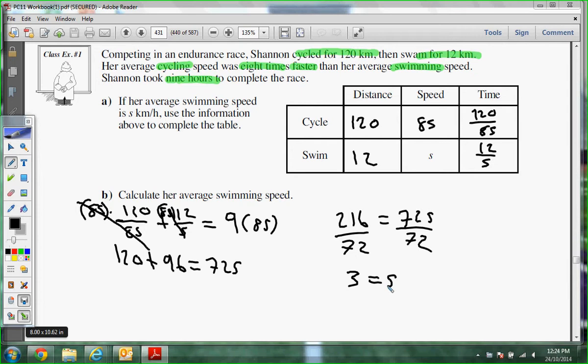Okay, so her swimming speed is 3 what in terms of our units? Kilometers, what was this in? 9 what? 9 hours. So kilometers an hour, okay? So your answer is, her swimming speed is 3 kilometers an hour. Okay, let's pause. Questions?